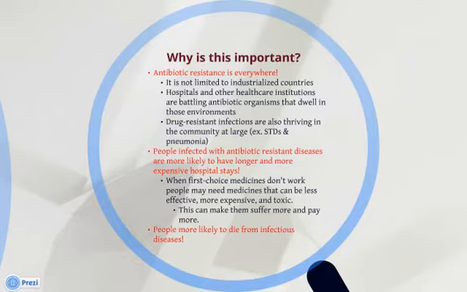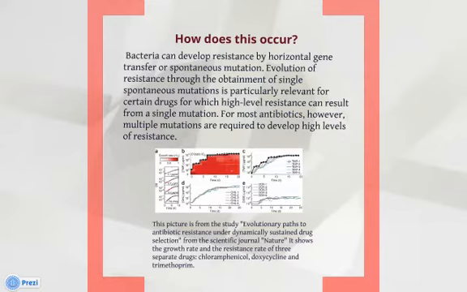Antibiotic resistance is everywhere. People infected with antibiotic-resistant diseases are more likely to have longer and more expensive hospital stays. People are more likely to die from infectious diseases. How does this occur? Bacteria develop resistance from horizontal gene transfer or spontaneous mutation.